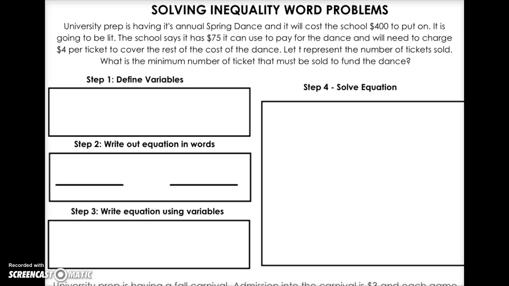So first thing to do is let's underline the important information. It's going to cost the school $400 to put on. The school will give us $75 to help pay for it. And tickets are $4 per ticket. That is pretty important stuff. What we're trying to figure out is how many tickets we're selling so we can pay for this dance. Well, let's get into it.